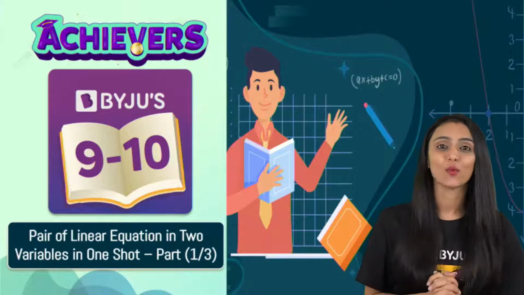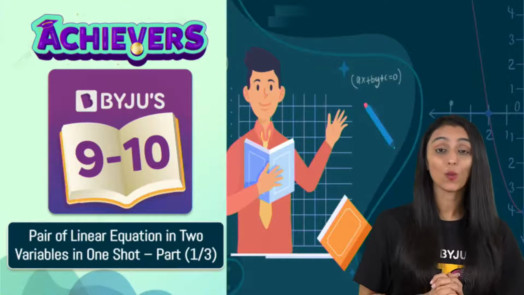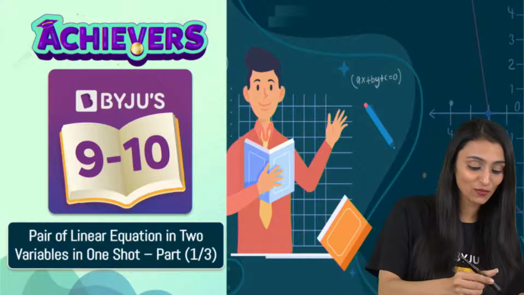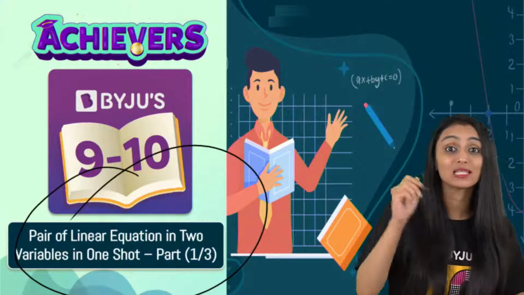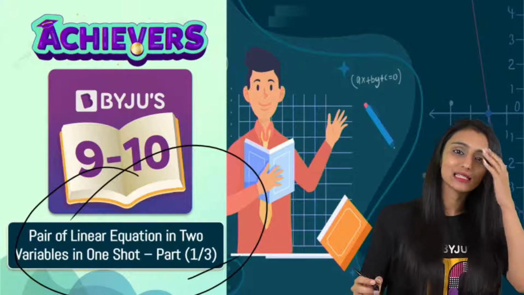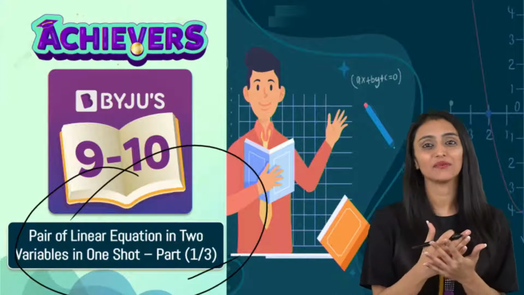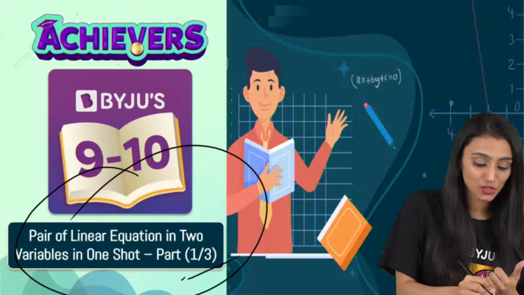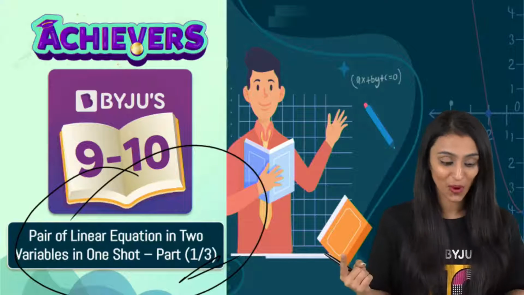Well, today's session is going to be interesting because today we are going to be talking about pair of linear equations in two variables in one shot. This is part 1. So basically this is a long chapter. So we have divided this chapter in 3 parts. So today I'll be discussing the part 1.